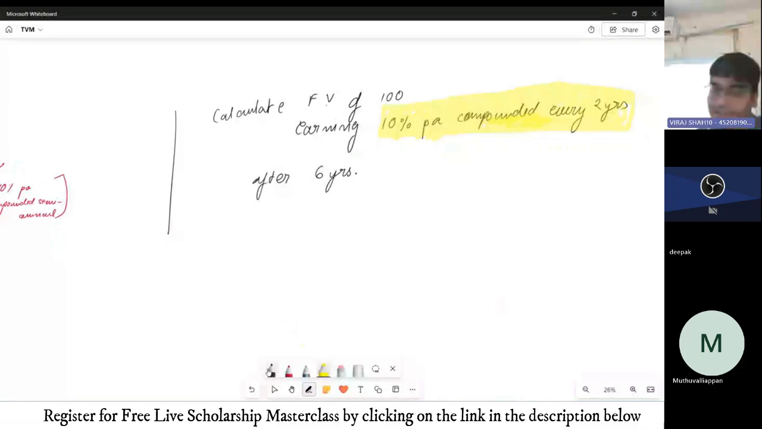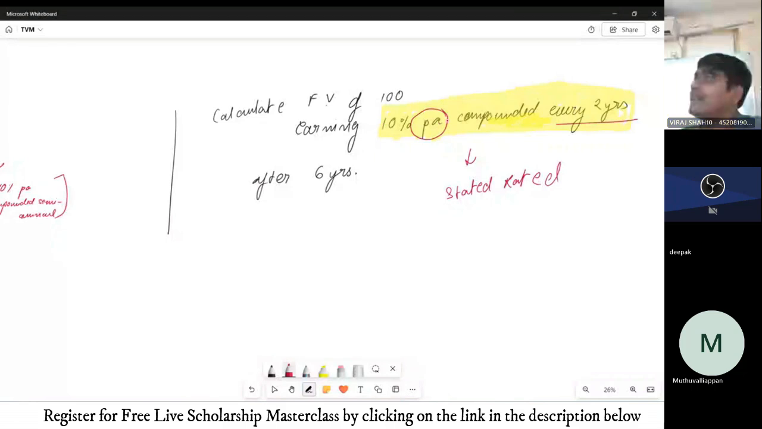ठीक है. This is actually a confusing one only, and I've purposely given this. This is actually a stated rate. Now, how do you identify this as a stated rate? For effective rates, it is per annum compounding annually, ये same होता है हमेशा. It is per quarter compounded quarterly. It is per month compounded monthly. It is per semi-annum compounded half-yearly. But this is per annum compounded every 2 years. So this is not the same. This means it is the stated rate.